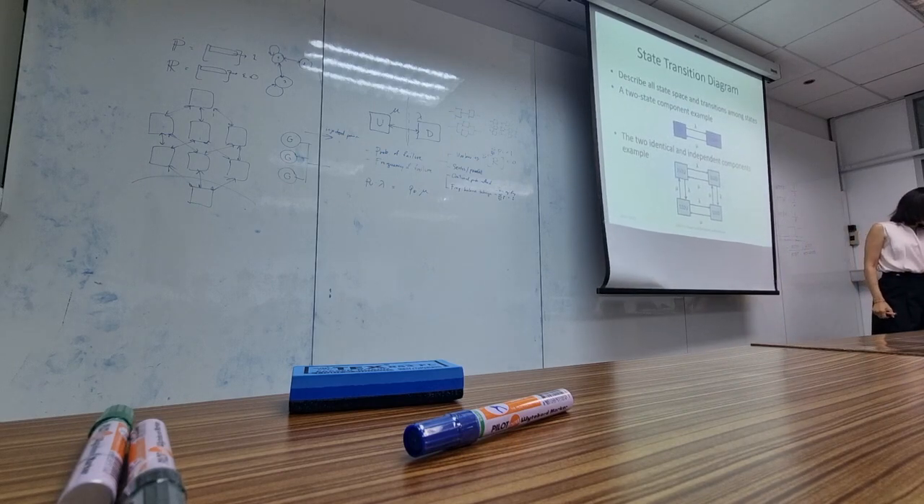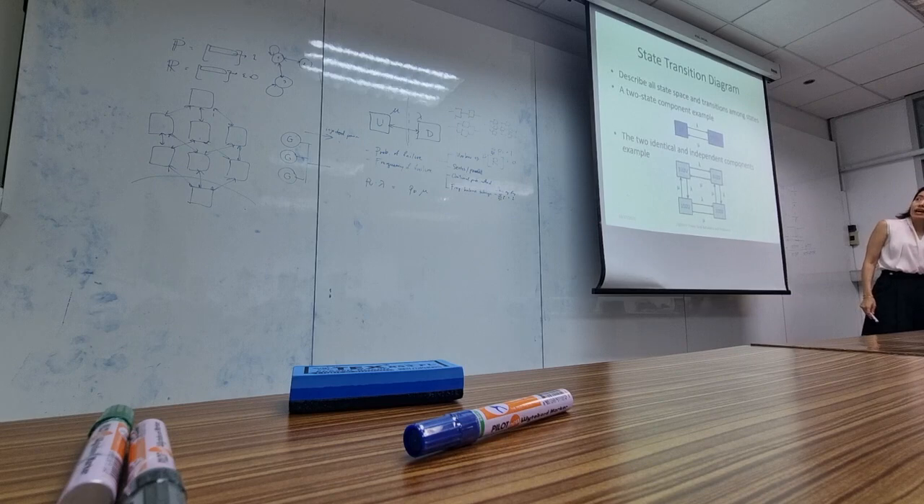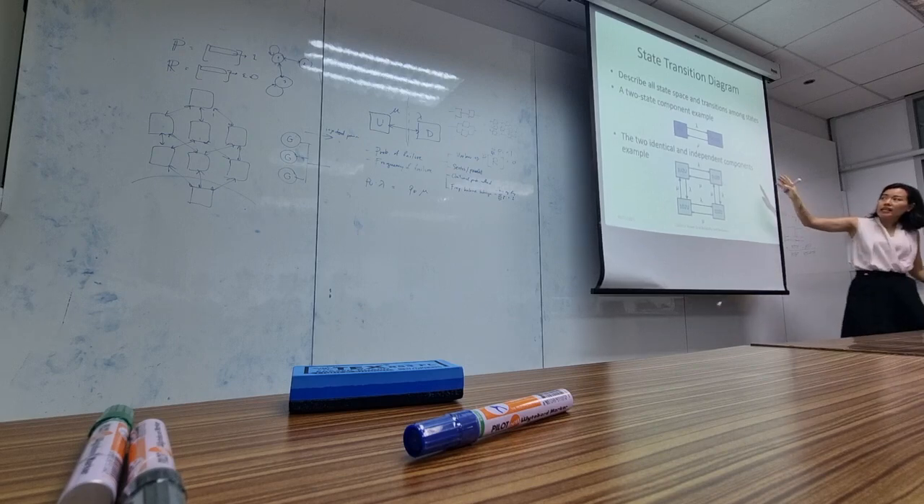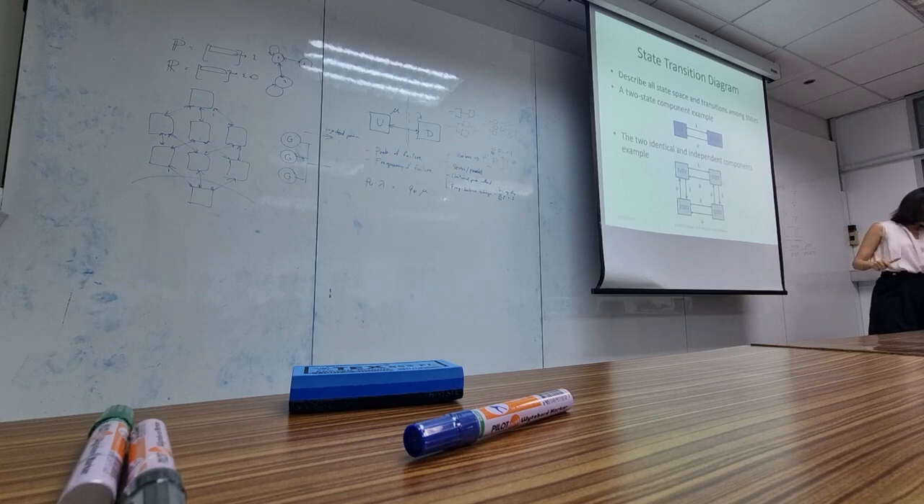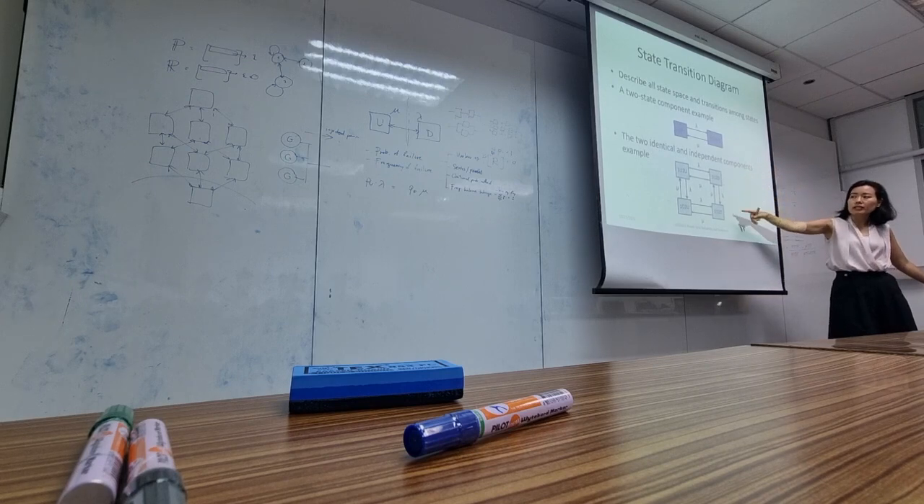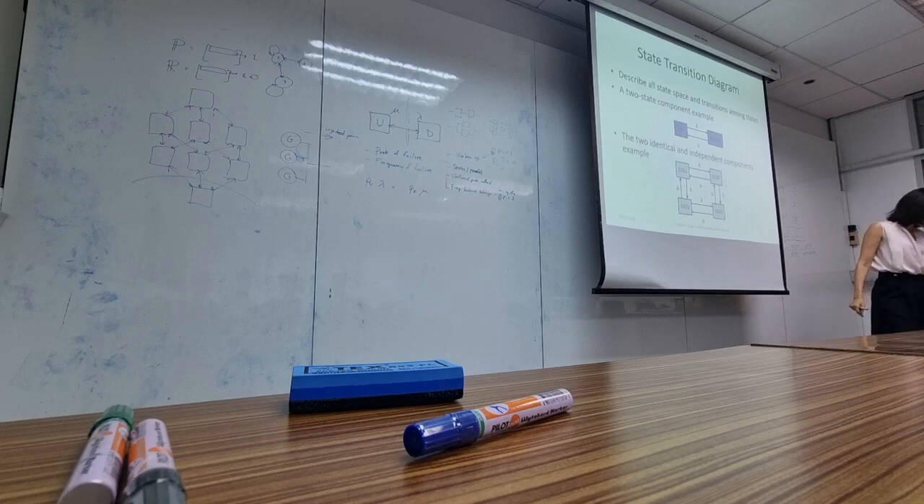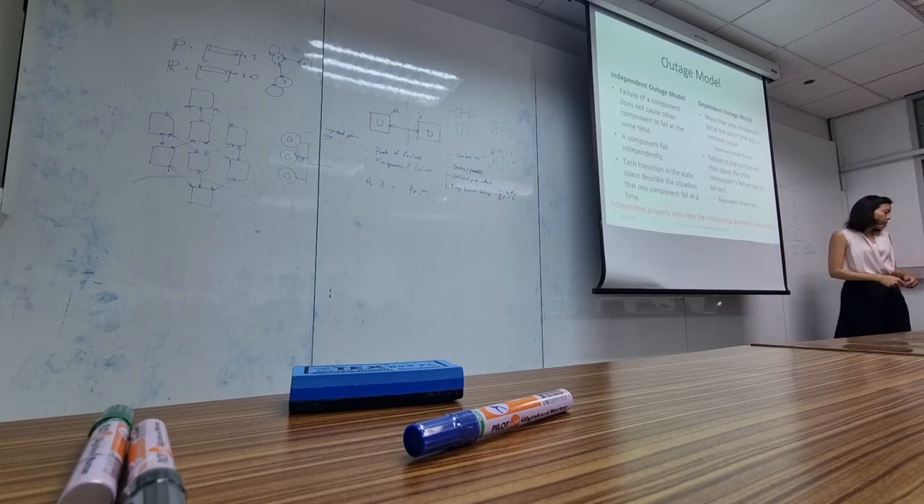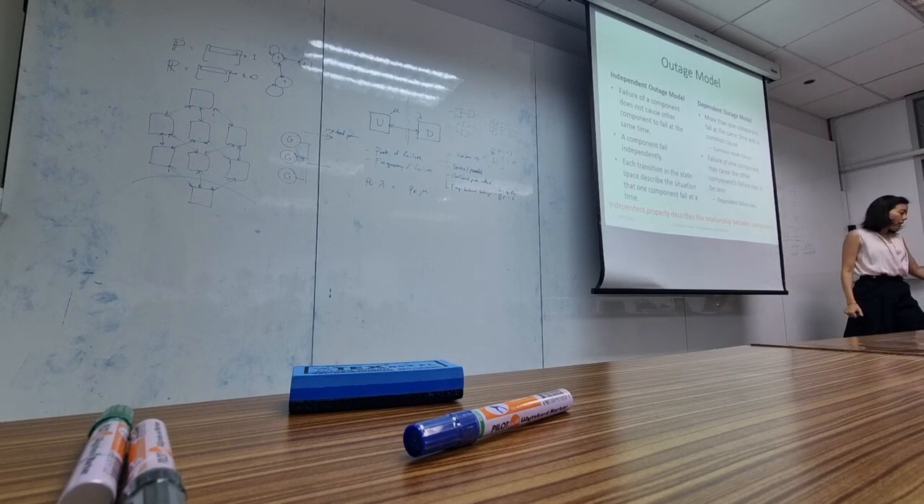So the concept of state transition diagram, you describe all the possibilities of your component, your system, in the state space. Two-state, we see it many times, and if you expand it, you have two components, each with two states. You can draw the state transition diagram like that.